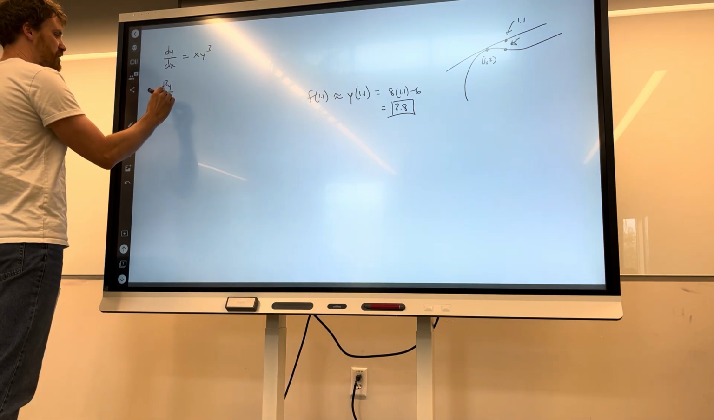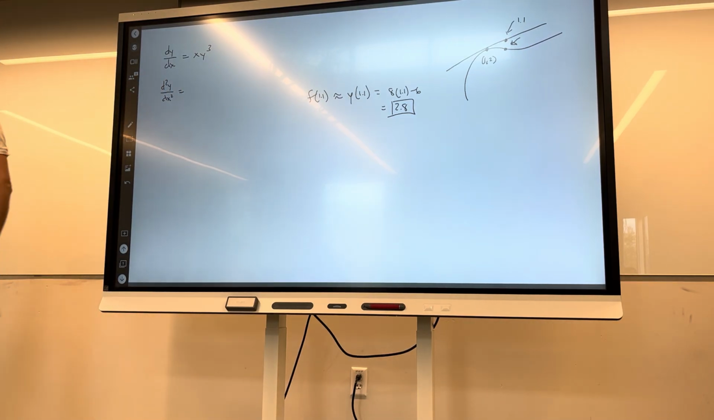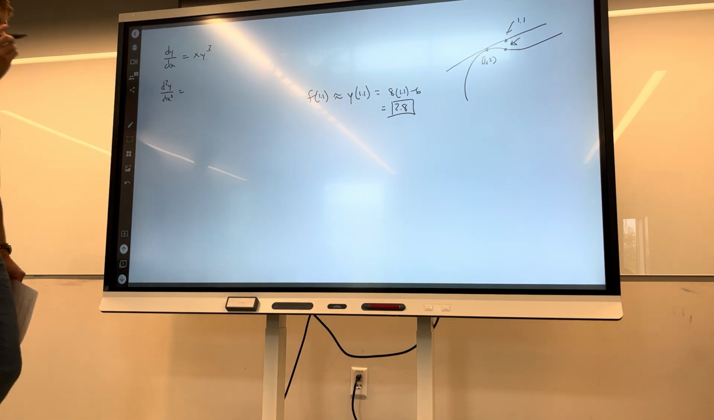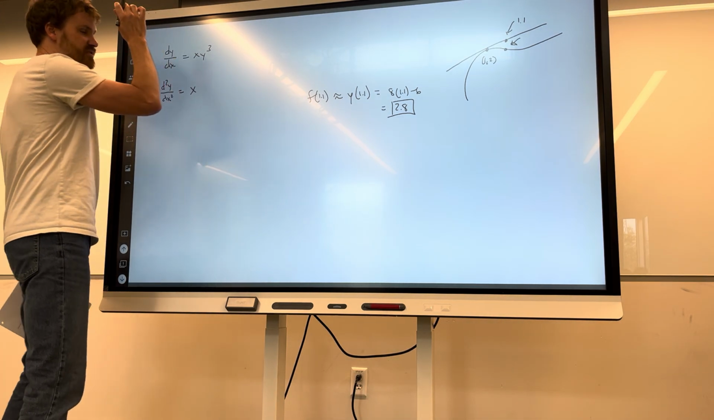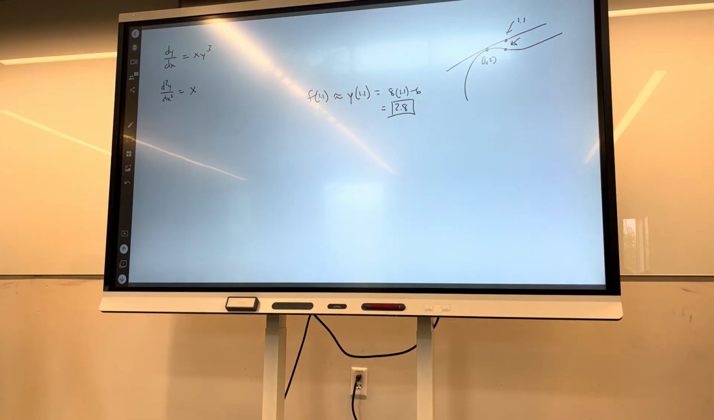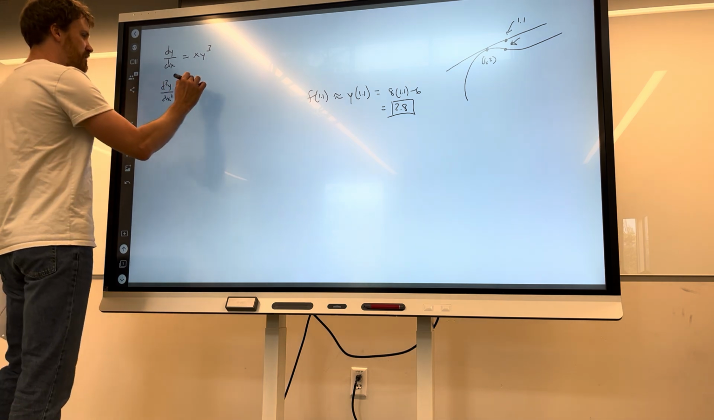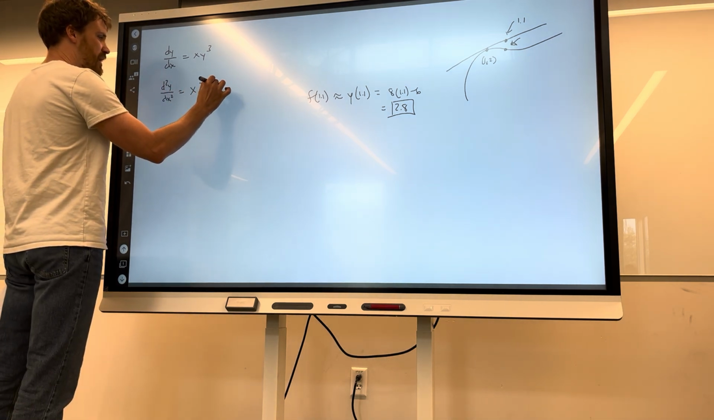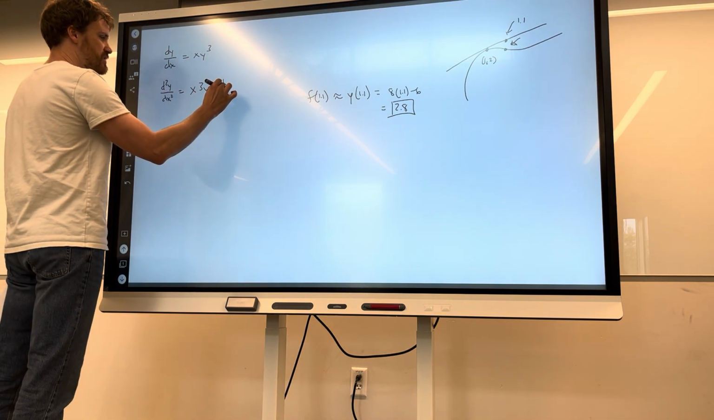d2y/dx squared. Friends, the product rule says first derivative second plus second derivative first. Derivative second: what's the derivative of y cubed? The derivative of y cubed is 3y squared times dy/dx. This is implicit differentiation, which is also review.